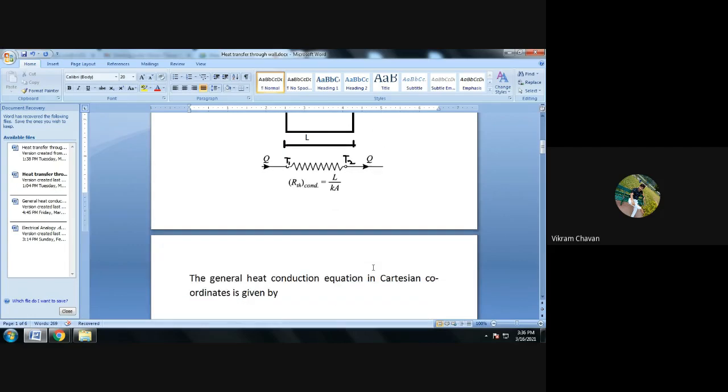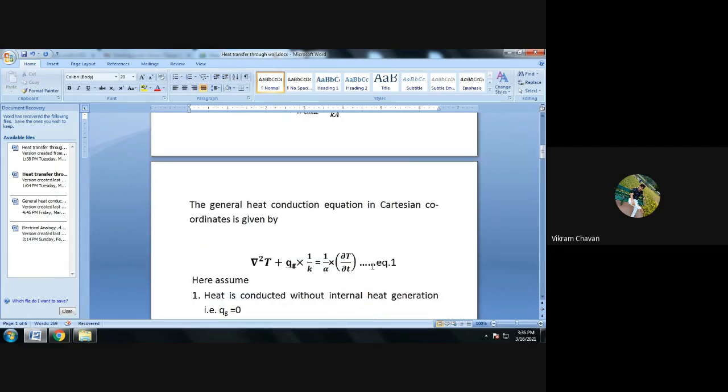Next, the general heat conduction equation in Cartesian coordinates is given by del square T plus q suffix g divided by k, equal to 1 upon alpha multiplied by del T divided by del t. Give this equation number one.